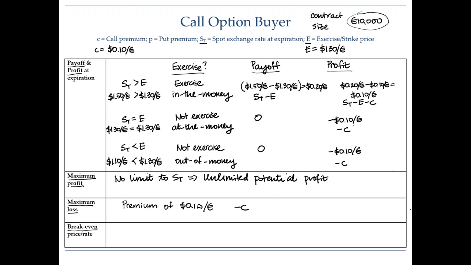So at what future price or exchange rate will you break even? This is the rate at which you make no money and you lose no money. Well, what you're solving for is at what future spot rate the payoff will be exactly the same as the call premium, so that the positive payoff cancels out the 10 cents that I pay. So if I solve for the future spot rate from here, I see that at a future spot rate of $1.40 per euro, I break even. I do not make any money. I do not lose any money.